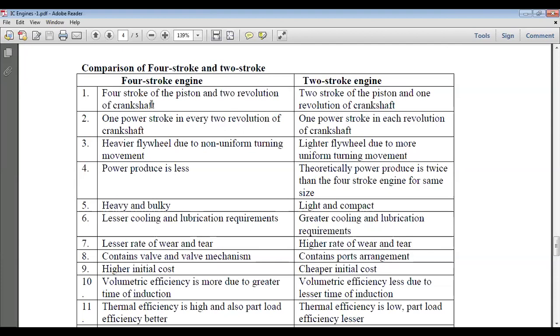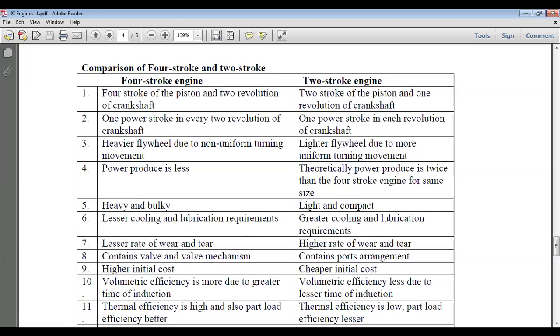Power produced is less in case of 4-stroke, whereas in case of 2-stroke, theoretically power produced is twice that of the 4-stroke engine for the same size. 4-stroke engine is heavy and bulky, whereas the 2-stroke is light and compact. 6th point is lesser cooling and lubrication requirements, and for the 2-stroke, greater cooling and lubrication requirements. 7th point is lesser rate of wear and tear, whereas in case of 2-stroke, high rate of wear and tear.